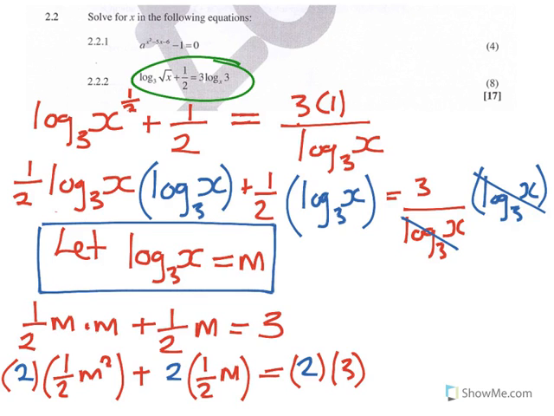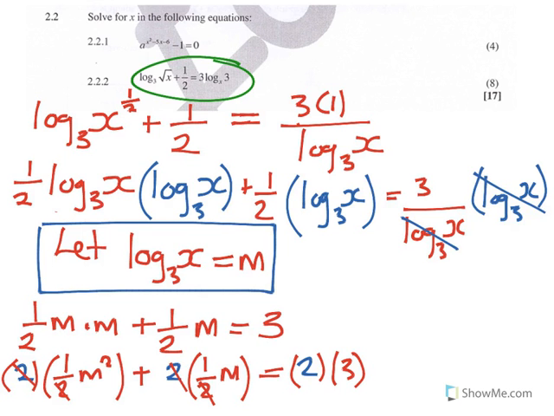So why are we doing that? So that 2 will cancel and that 2 will cancel. So the 2 times 3 here will become a 6. So in actual fact, what you're now having is m squared plus m is equal to 6. Then you transpose 6, so m squared plus m minus 6 is equal to 0.